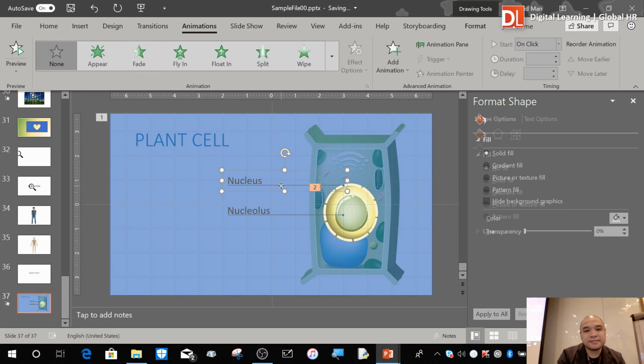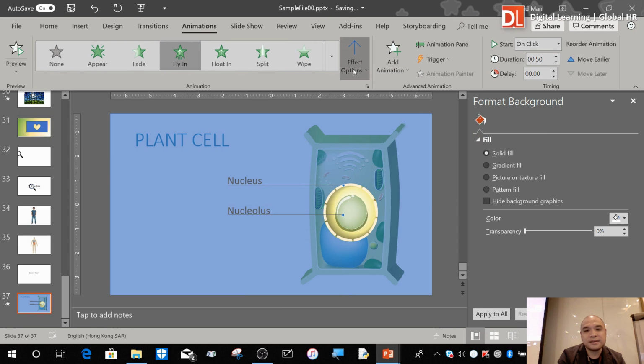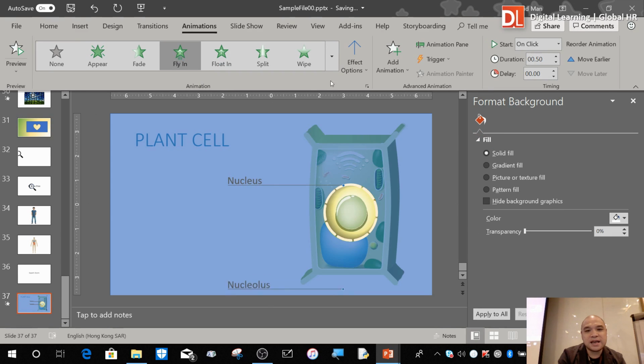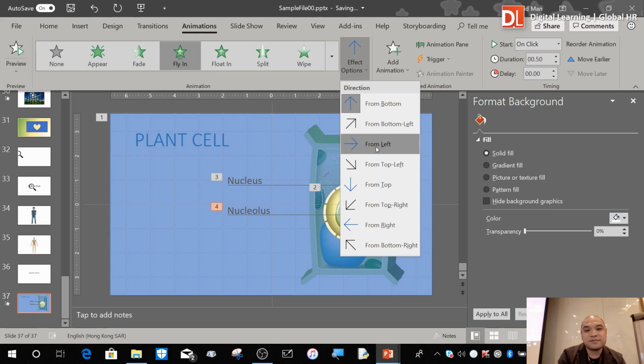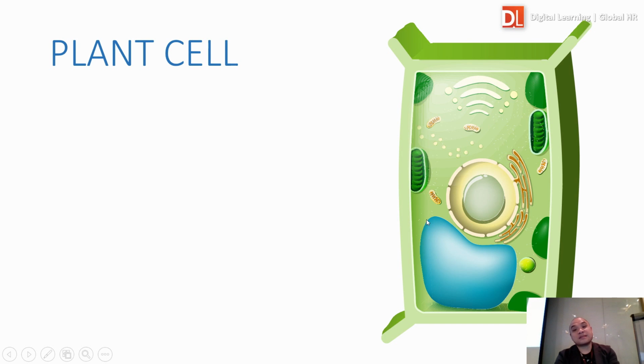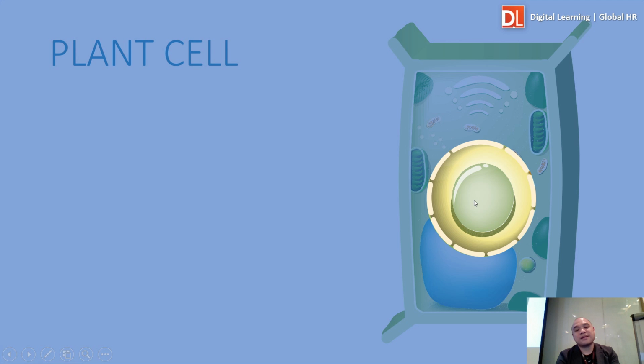After that, the nucleus, I would like to fade in from the left. And this one, maybe fade in also from the left, like this. After that, just like this. This is the cell. Click, fade in, click the cell, nucleus, nucleus. It's okay.